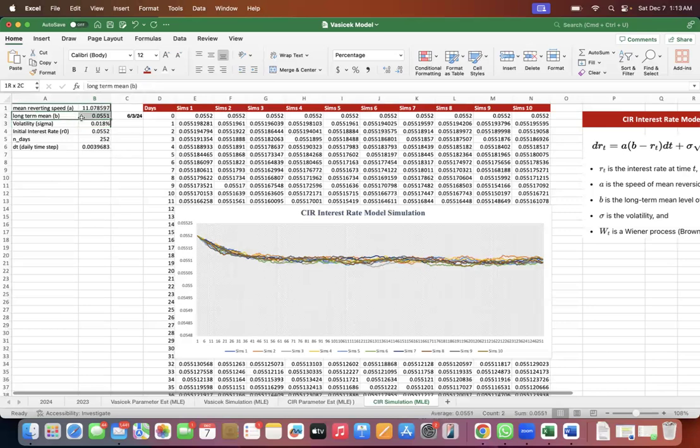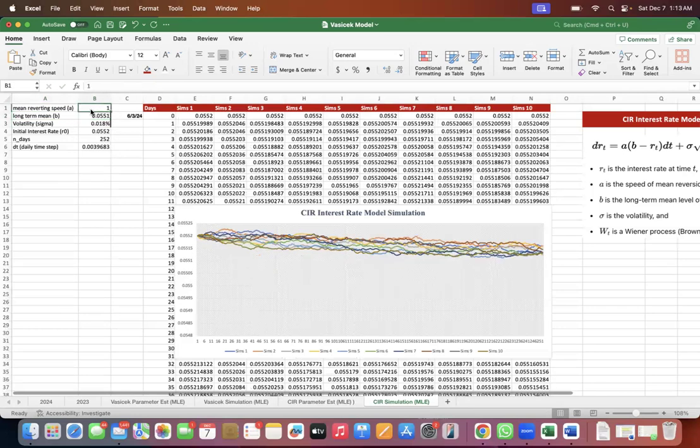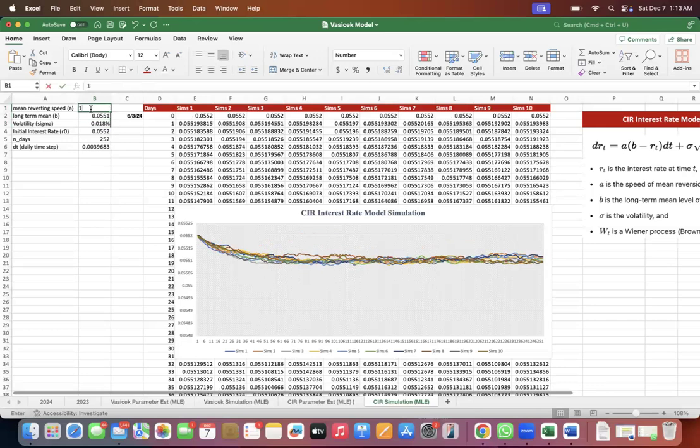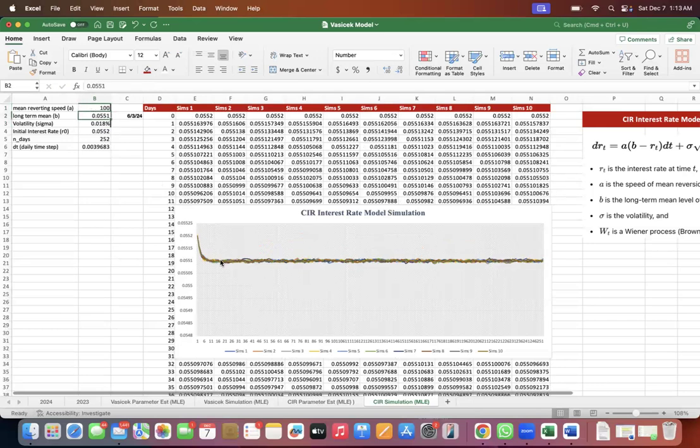If I keep the long term mean as 0.551, what will happen? If you see, it will converge to this interest rate level, which is 5.51%. Now let's keep it as 1, let's keep it as 10, let's keep it as 100. How fast the interest rate actually converges to the long term level, which is 5.51%. So always remember one thing.